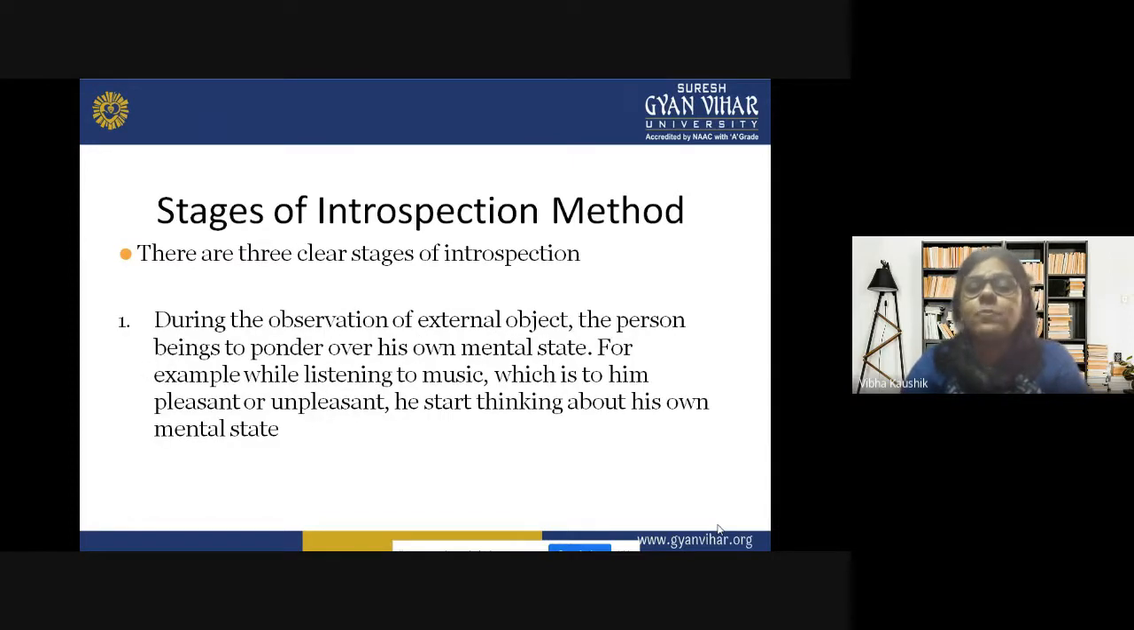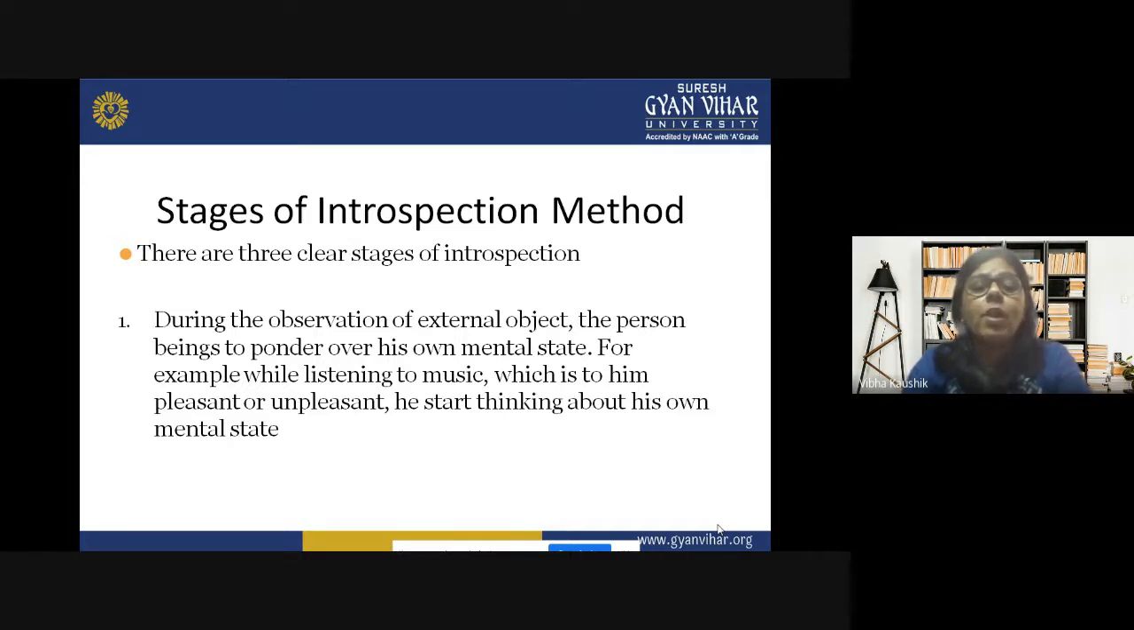Stages of introspection method. There are three clear stages of introspection. The first one is during the observation of an external object. When you observe an external object, the person begins to ponder over his own mental state.